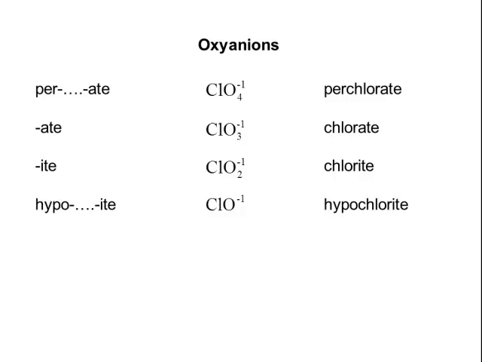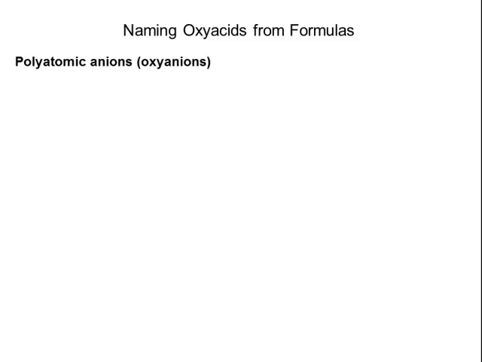And if I go to the hypo-ite form, I've lost 2 oxygens from my ate form. Okay, you need to know those rules. We need to know those polyatomic ions when we're going to look at naming oxyacids. All right, so those polyatomic anions, or oxyanions, are the ones we're going to worry about.